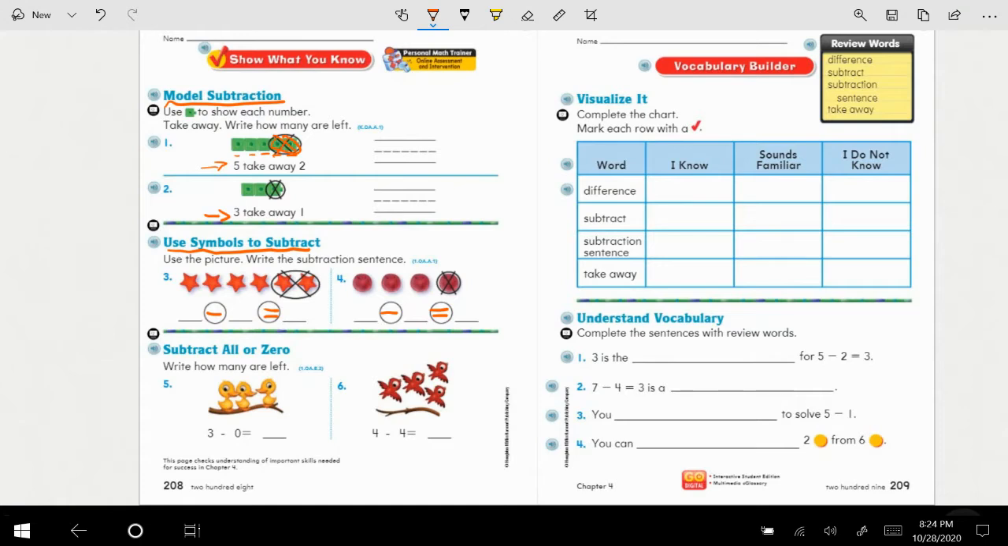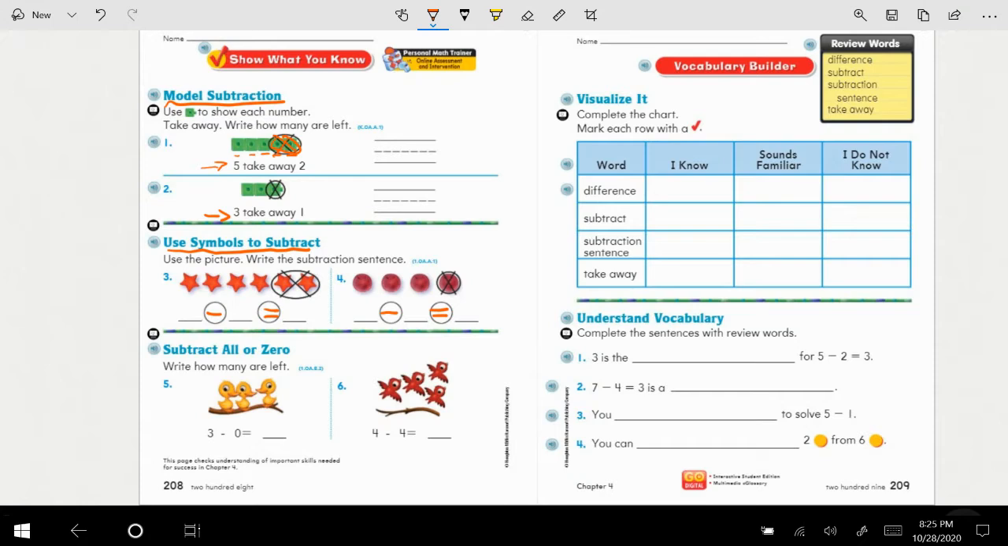Okay, so number 3, look at the picture. What did you start with? That's your starting number. What was taken away? And what do you have left? Our starting number, what was taken away, and the difference of what is left. Number 4, same thing. Turn that picture into a subtraction sentence. Notice these are called subtraction sentences. These are not subtraction stories. Okay, when you're just using the numbers and the symbols, it is called a subtraction sentence.